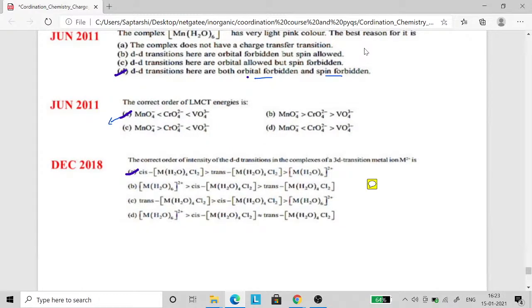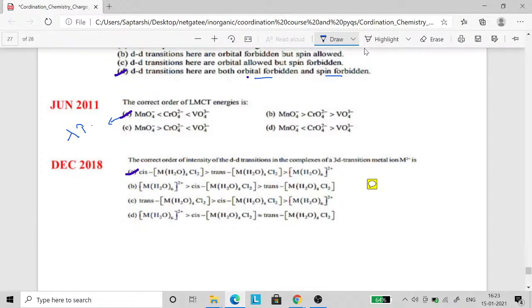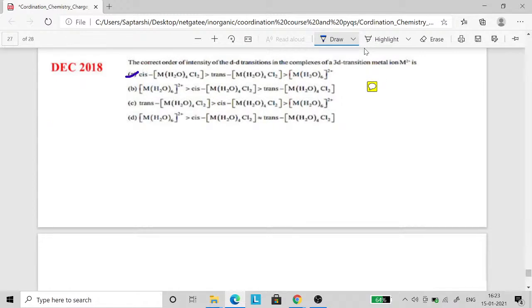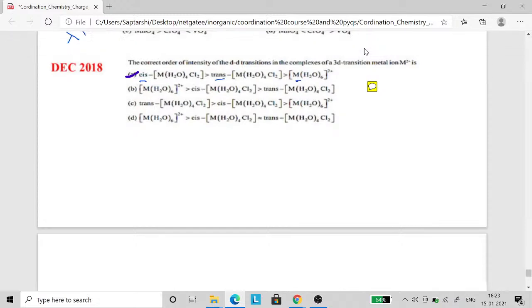Previously we had the opposite order. Why? Because we were looking at the wavelength. Now we are looking at the energies, so energies will have the opposite order to wavelength. Next: correct order of intensity of d-d transition in complexes for 3d transition metal ion M2+. So we have a cis complex, a trans complex, and a normal complex.